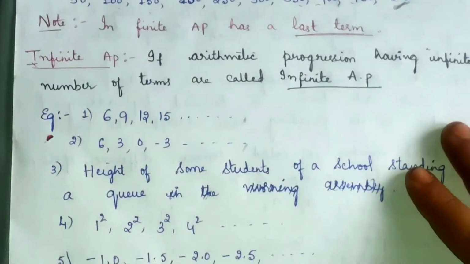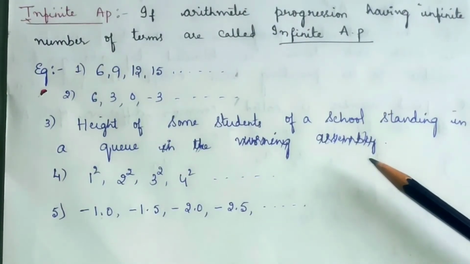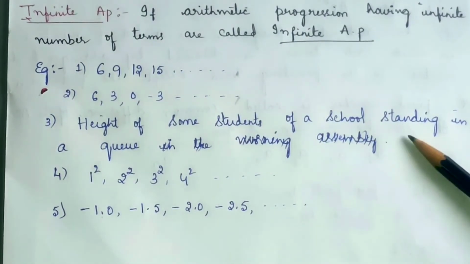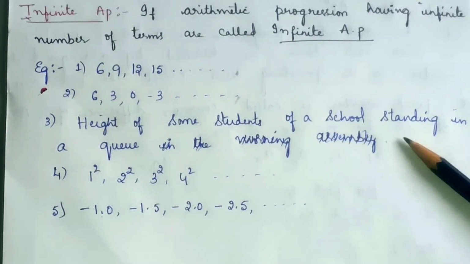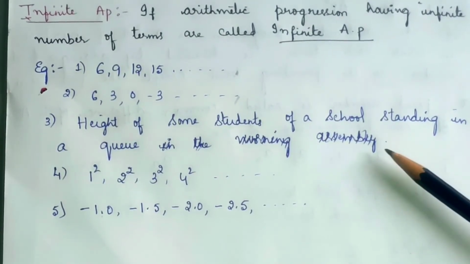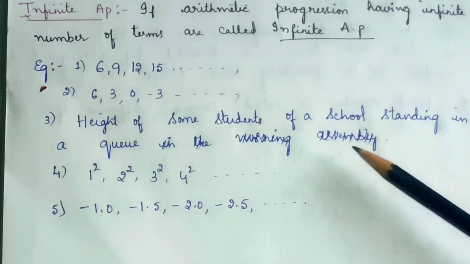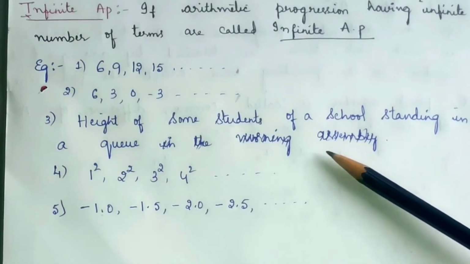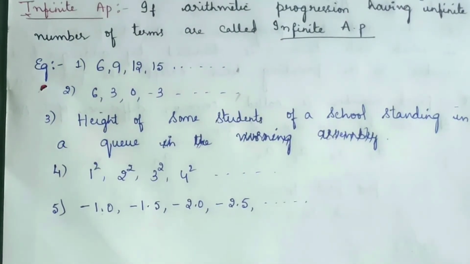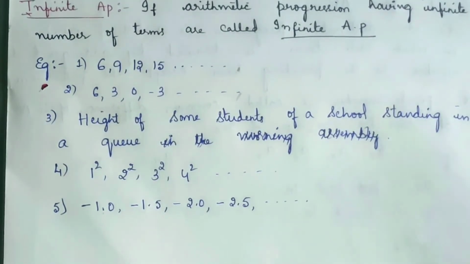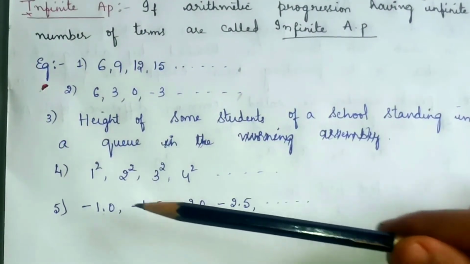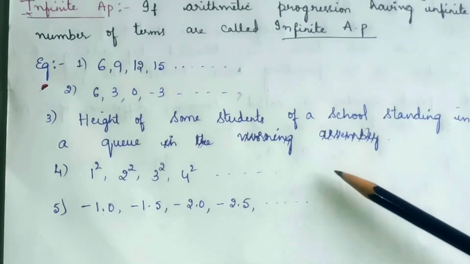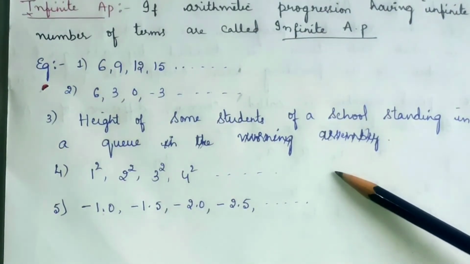And one more example. In the third example, if you notice, the heights of some students standing in a queue. Here, it is infinite. There is a queue. We have not specified the number of students. There is a big queue, and you have to write the height. In the same way here, 1 squared, 2 squared, 3 squared, 4 squared, and so on. Even here, you don't find the last number.